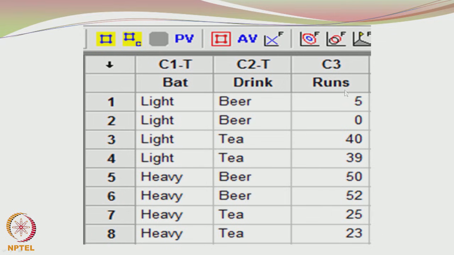So, we have the type of bat or the weight of the bat in the first or the second column. You can have light bat and heavy bat, and then the batsman drinks beer. I do not know whether it is allowed in India, but I think in foreign countries these things are pretty common, and so a batsman might have had beer before coming out to play just to put him in good mood, or he might have had tea if he is of the serious type. So, these are the runs scored, and you can see that there is a considerable variance in the runs scored by the batsman.